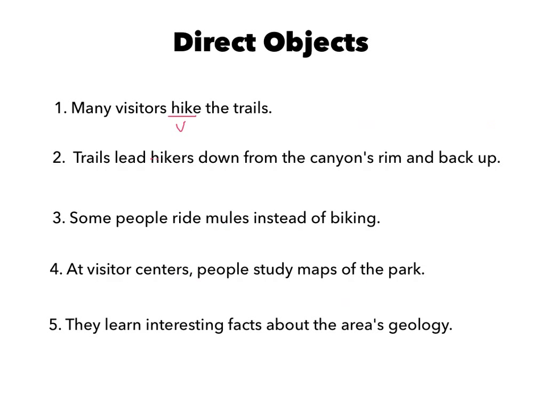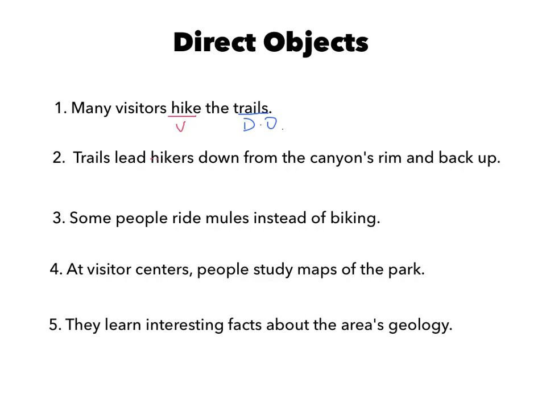So now the question is, because remember, direct object answers the question what or who. What do visitors hike? What would the answer to that question be? All right, good. If you said trails, then you have the answer correct, and you just found the direct object. Pretty simple, huh? All right, let's try sentence number 2.